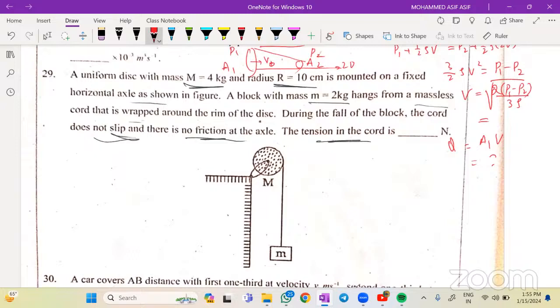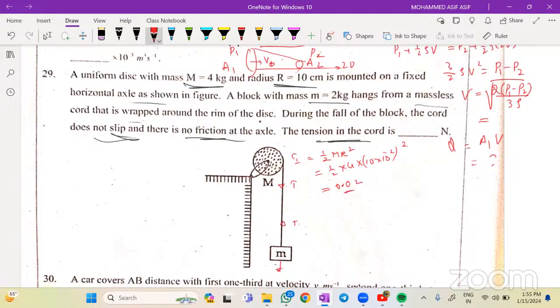So when this rotates, the force on it, a tension T acts here, and a tension T acts here. So obviously it will rotate, so the moment of inertia of this body is how much? Half m r square. So that is equal to half, mass is given as 4, into 10 centimeter, so 10 into 10 power minus 2 whole square. Simplify, that will come out as 0.02.